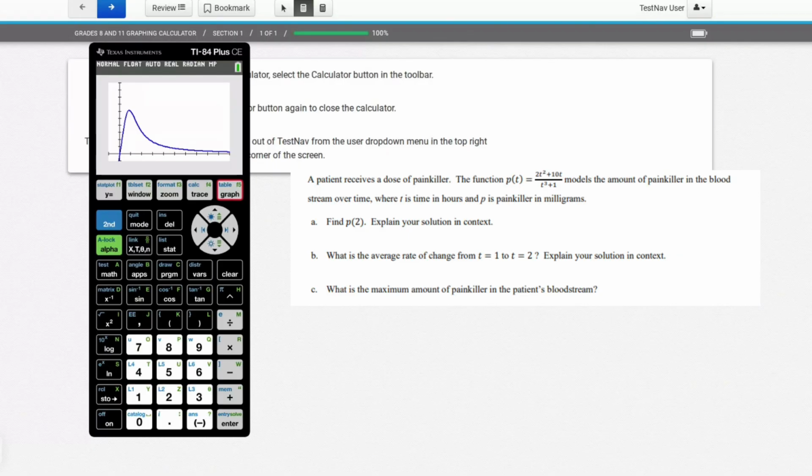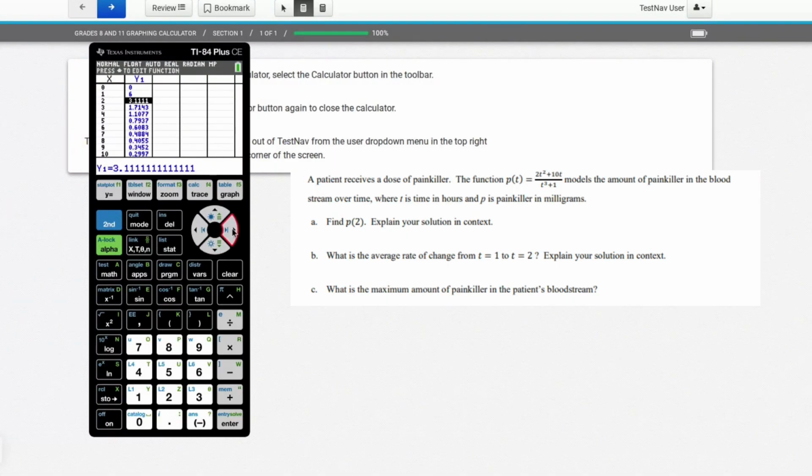Find P(2), explain the solution in context. So again, like I did with the last problem, I could do second table, go to 2, and it's a god-awful mess. 3.11111. It's actually not that bad. It's just 3.11111. Okay? Now, what that means in this context is if we're talking about Painkiller in milligrams, that means after 2 hours you have 3.11 milligrams of painkiller in your system. So I will make sure that when we write that out, we say that using words like that.